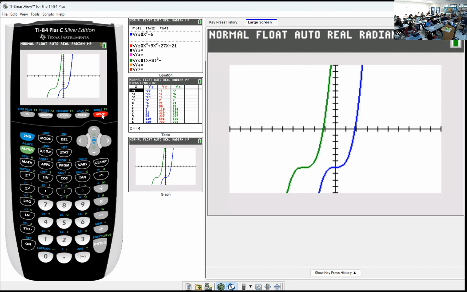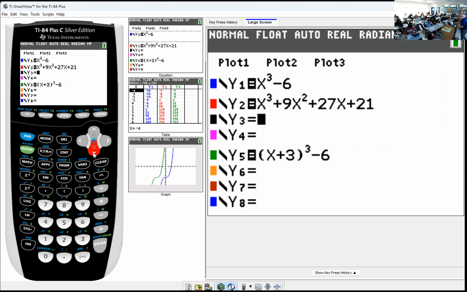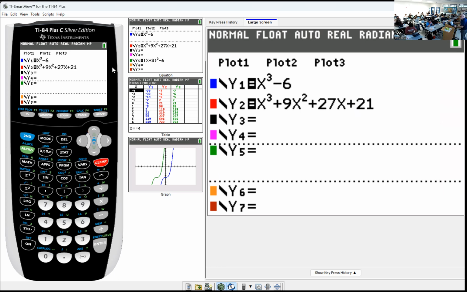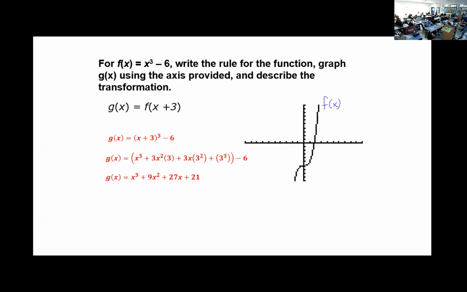But I want to know, okay, well, that's nice, but what is it in standard form? Okay, so it gets to be a little bit tricky. All right, let's take a look at another example.